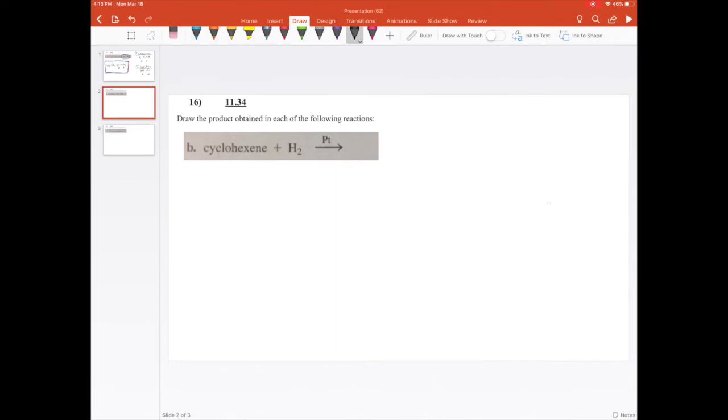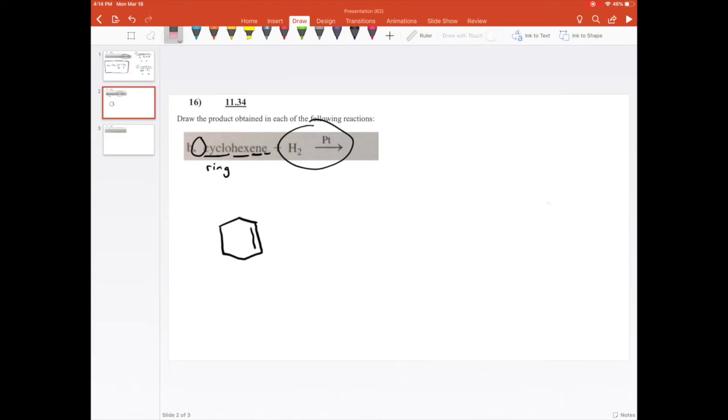In this one, they give you a name instead of a structure. Cyclo means you're going in a ring. Hex means you have 6 carbons. 6 carbons in a ring is a hexagon. The EN means you have a double bond. They don't give you a number in front, so you can put the double bond anywhere you want. And the E is telling you that it's a hydrocarbon. Notice they give you H2 and platinum. That means that this is hydrogenation.